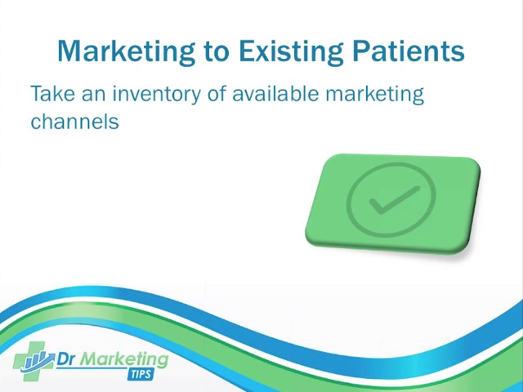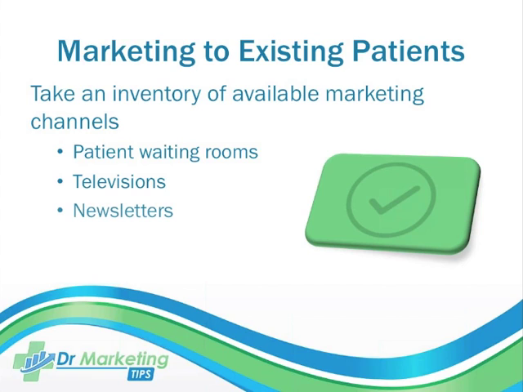So the first thing you need to do is take an inventory of the available marketing channels that you've already got. So this is your patient waiting rooms, the material that you have out there and what it actually says. Is it current? Everything like that. Then we've got televisions. Most likely you have them somewhere in your office or in your lobby or waiting room. And then your newsletters, if you have printed or online or e-newsletters, then you can use those as marketing channels as well. And your in-office signage, because hopefully at some point in your office, you're touching these patients via some sort of a sign.